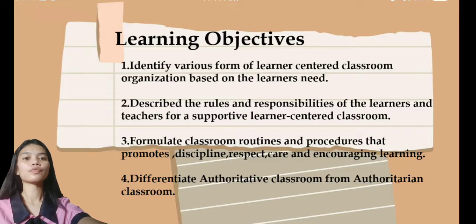First is to identify various forms of a learner-centered classroom organization. Second, describe the roles and responsibilities of the learners and teachers for a supportive, inspiring, motivating, and productive learner-centered classroom. Third, to formulate classroom routines and procedures that promote discipline, fairness, respect, care, and encouraging learning. Fourth is to differentiate authoritative classroom from authoritarian classroom management style.